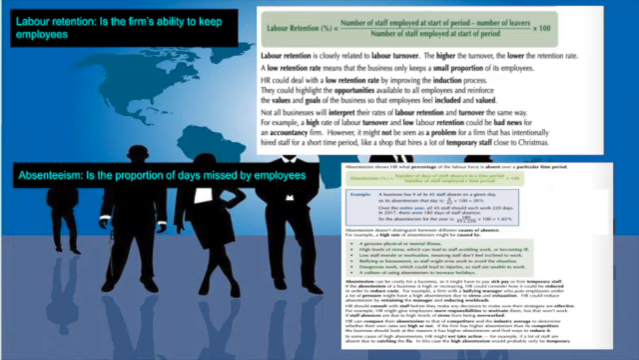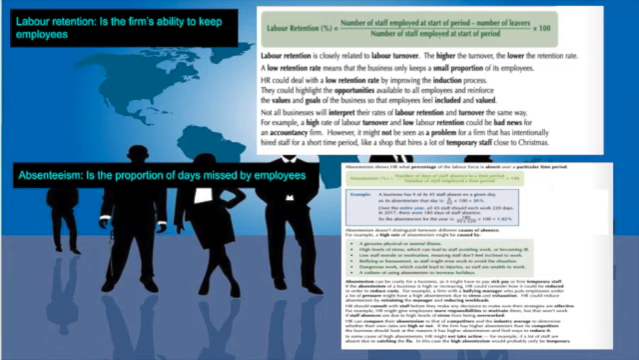So HR could deal with a low retention rate by improving the induction process. They could highlight the opportunities within the firm, therefore employees may stay for longer and try to benefit from those. Now the last one is absenteeism. It's the proportion of days missed by employees.